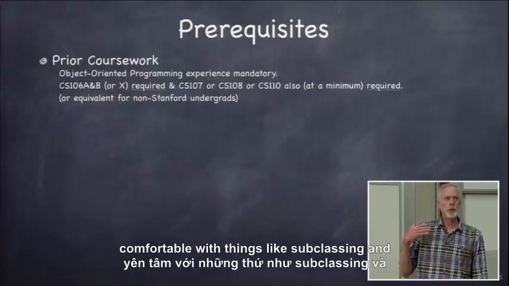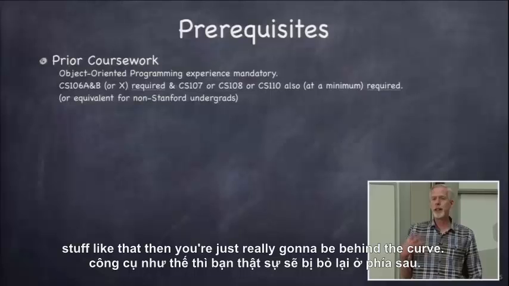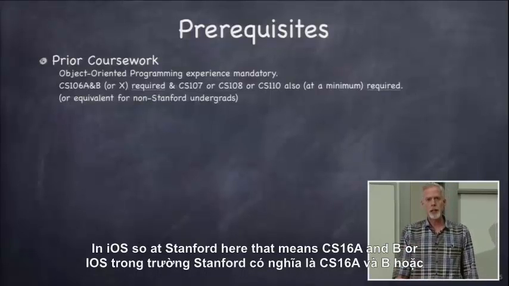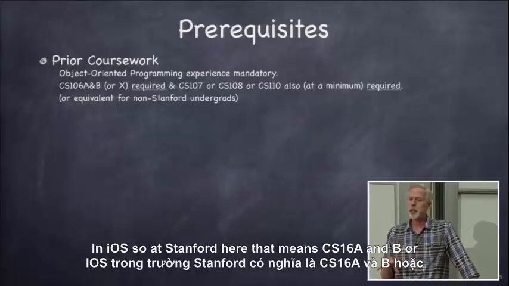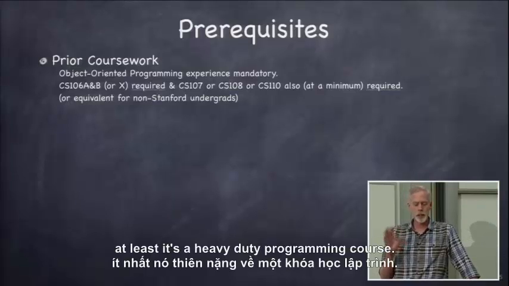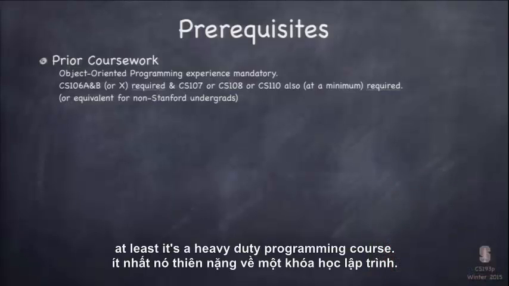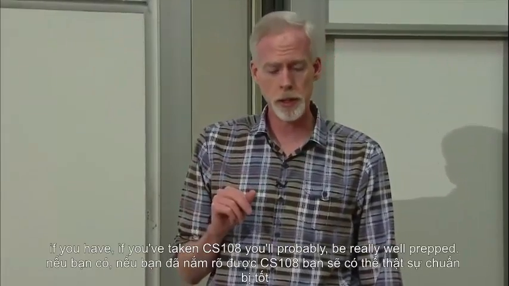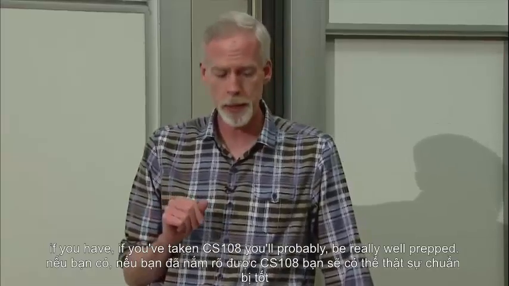If you're not comfortable with things like subclassing and stuff like that, then you're just really going to be behind the curve in iOS. So at Stanford here, that means CS 106A and B or CS 106X, and then CS 107, while it's not really an object-oriented course, at least it's a heavy-duty programming course. CS 108 is a great object-oriented course. So if you've taken CS 108, you'll probably be really well prepped.